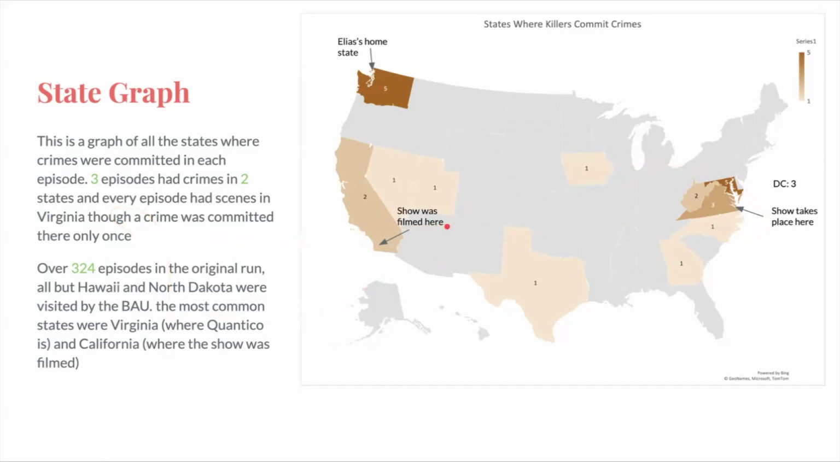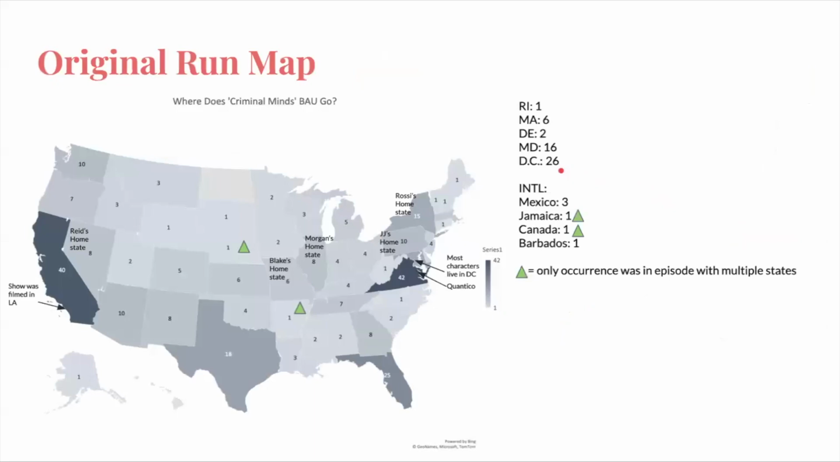And if you look over here, all the states that have more than one are just California, where the show was filmed, Washington, where Elias lives, Maryland, DC, Virginia, and West Virginia, which is all in that sort of area where the show takes place. And this is the map of the original run. We have California, which is pretty big, so is Virginia, and DC had 26, with a couple in the characters' home states.